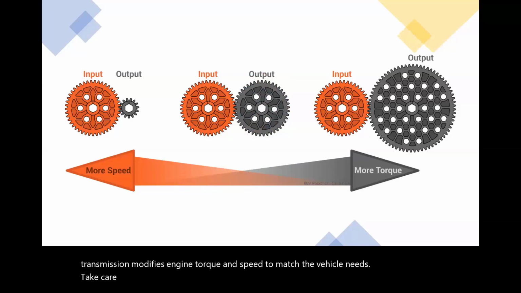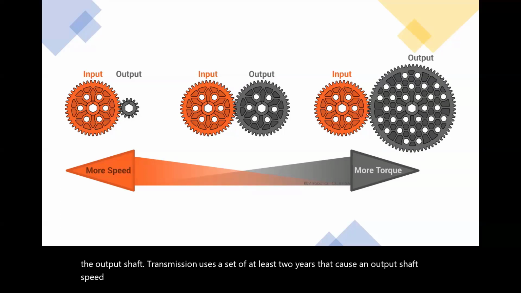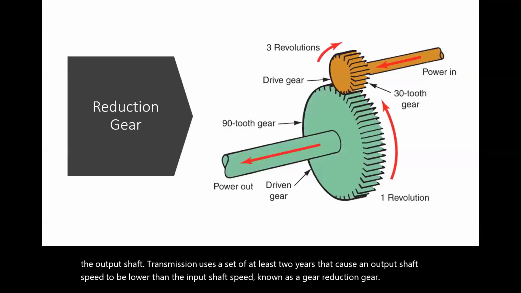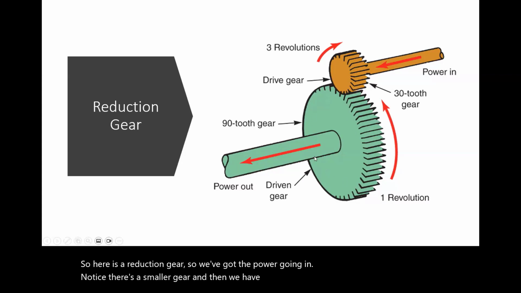The gear ratio is a relationship of the speed of the input shaft to the speed of the output shaft. A transmission uses a set of at least 2 gears that cause an output shaft speed to be lower than the input shaft speed, known as a reduction gear. So here is a reduction gear. We've got the power going in. Notice it's a smaller gear. And then we have the power going out.